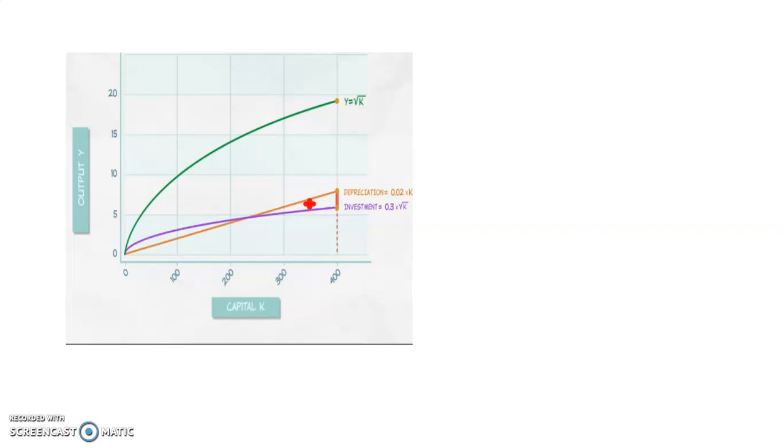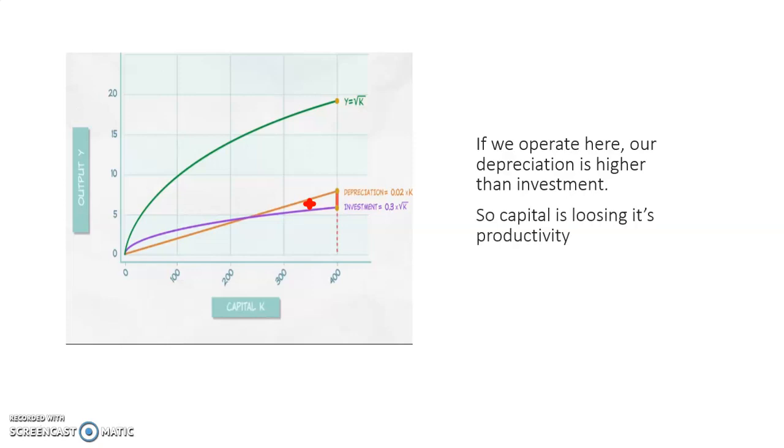This is another good diagram, where the sign once again matches between the depreciation and the investment curves. If we operate here, our depreciation is higher than the investment. So this is the opposite now. Depreciation is higher than the investment curve. That means that capital is losing its productivity, and that also means that we naturally again have to move back to the steady state.